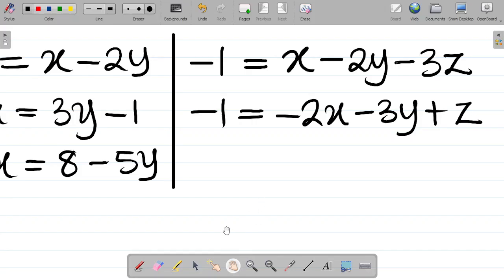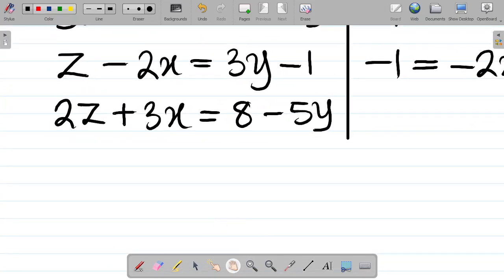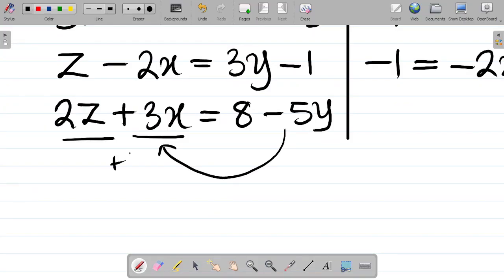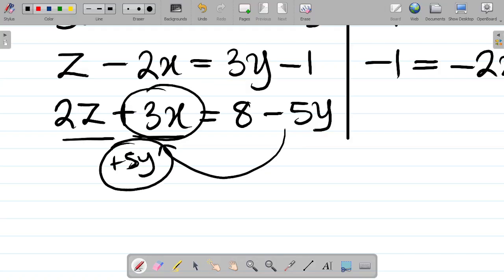Okay, let's take the last one there. You have x and z here. I simply have to move minus 5y over here. So it becomes plus 5y. And if I arrange this in terms of x, y, and z, it becomes plus 3x plus 5y plus 2z. All right, you have this.